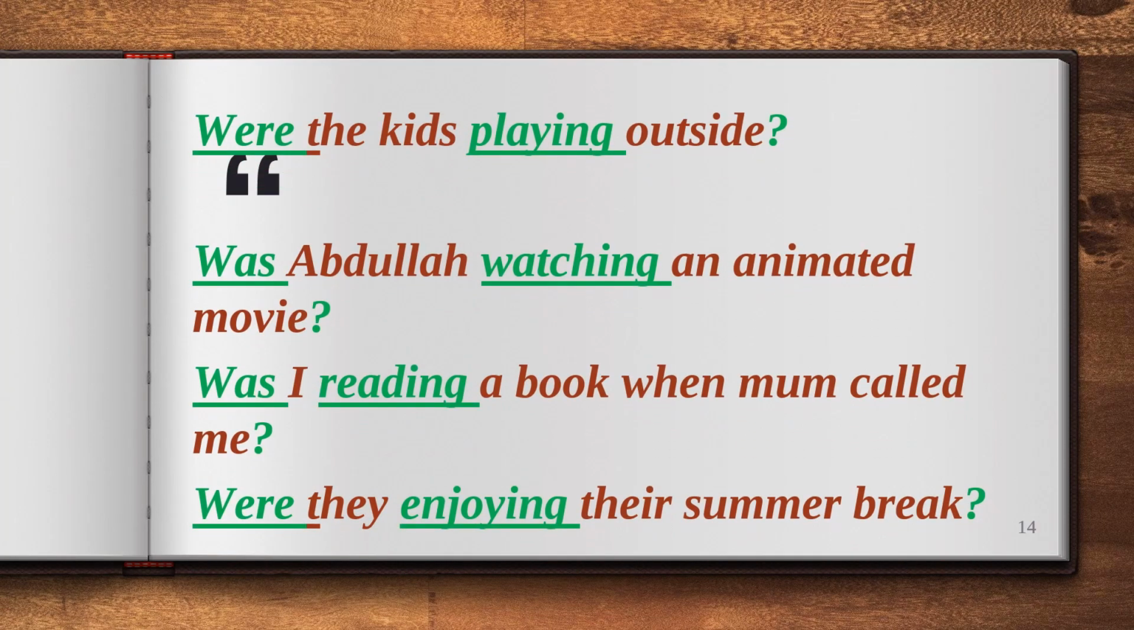Examples are: were the kids playing outside? I am asking someone, were the kids playing outside? Was Abdullah watching an animated movie? You can see here were comes at the start, then the kids is the subject, playing is the first form of verb plus ing, and then outside, and you can see the question mark in green color, that is the necessary part of interrogative sentences.